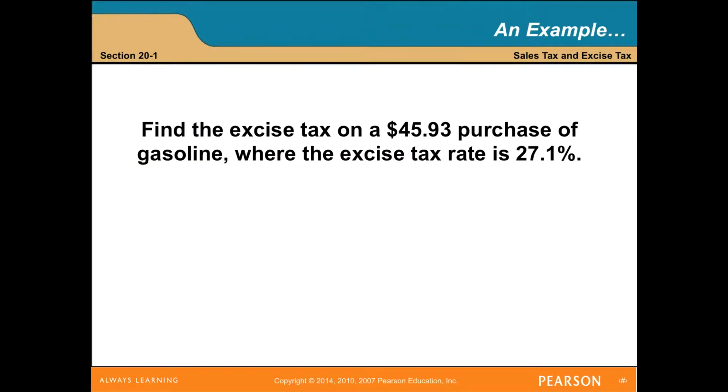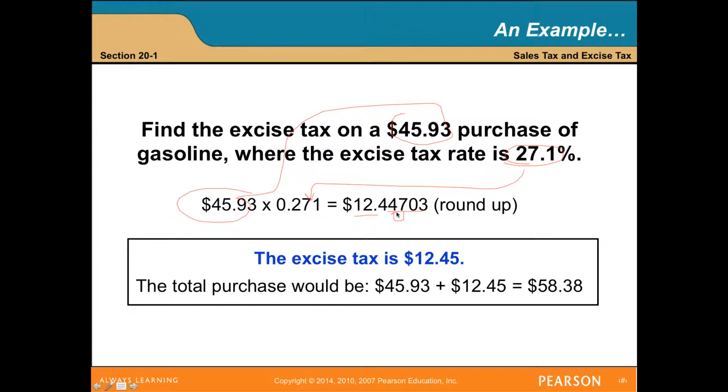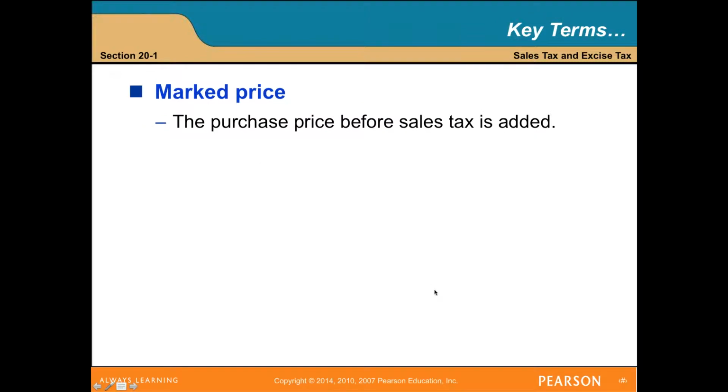As an example, find the excise tax on a $45.93 purchase of gasoline where the excise tax rate is 27.1%. Here, of course, you have to bring down 27.1% as a decimal and then pull the 45.93 from the example, and that equals 12.44703, and then you round. Probably to 12.45. The excise tax is $12.45. The total purchase would be 45.93 plus 12.45, the tax, and we get $58.38.